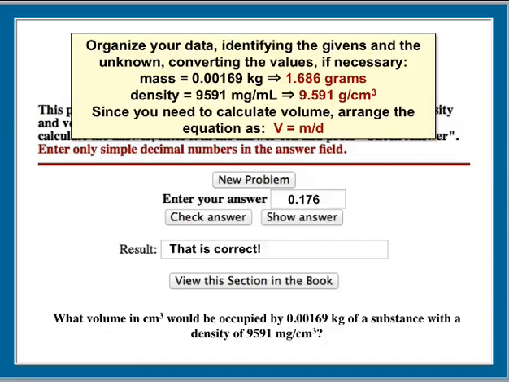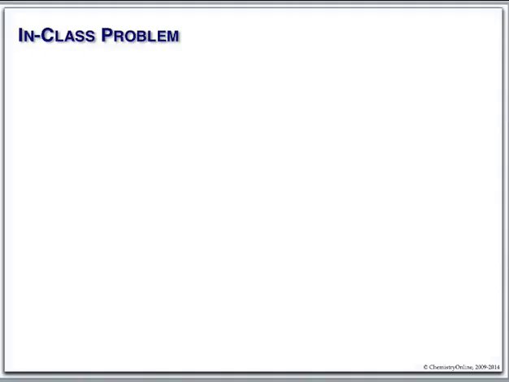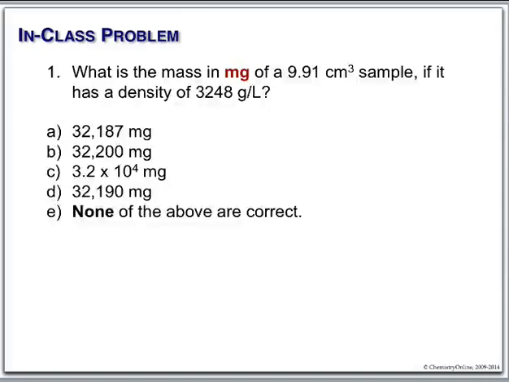Now, every time you click the little button here, new problem, you get a new problem. All new numbers, new words, everything. Really nice way to review once you get the concept going. Any questions? Let's just wind it up here with one last test question. Again, this is based on density 2. Looking for a mass in milligrams, we have a density in grams.